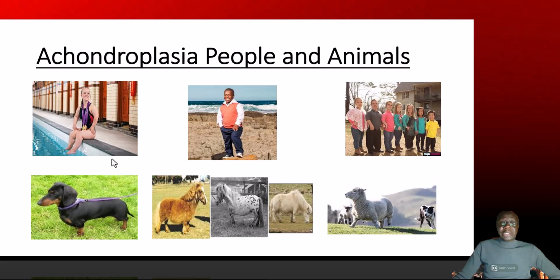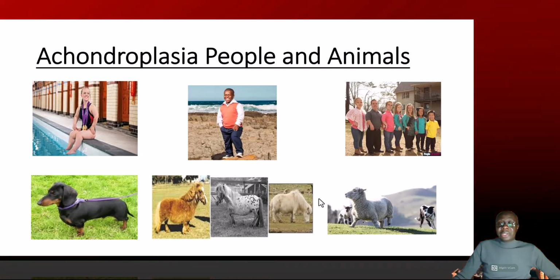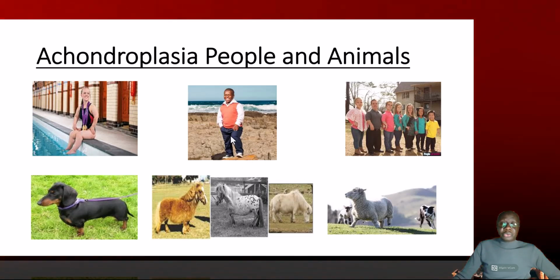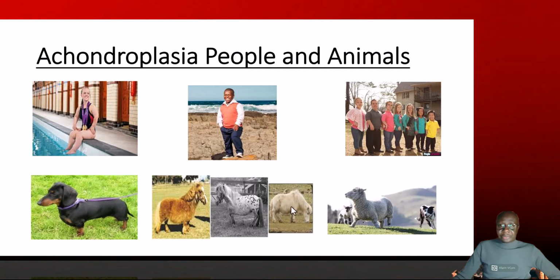You can see achondroplasia here in different people and different animals, as we all have the same genes: animals, plants, and humans. Plants do not have achondroplasia because they don't have any bone structure. But all living things with bone structure can suffer from achondroplasia. And now that ends our discussion.